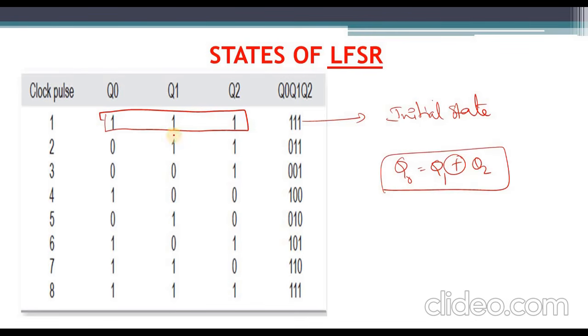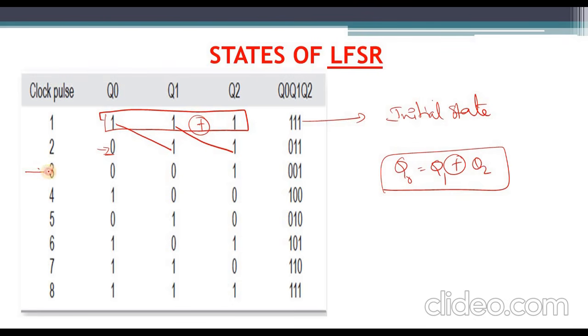After that, see here, Q0 at the initial stage is Q1 XOR Q2. That means 1 XOR 1, which is 0. After that, this Q0 value will transfer to Q1, and the Q1 value will transfer to Q2. In the same manner we continue.